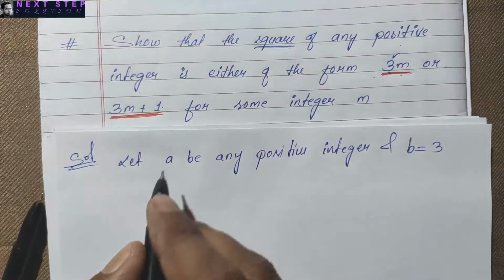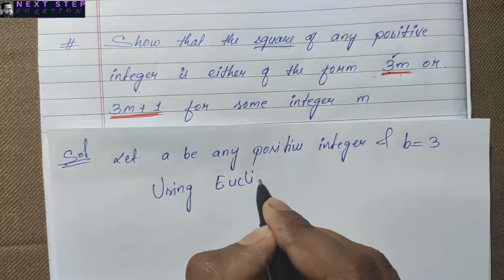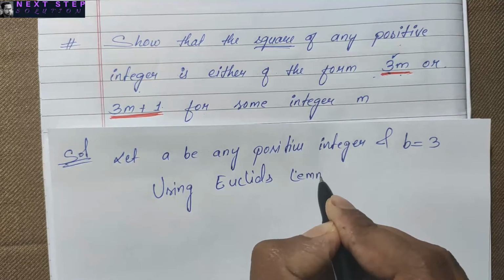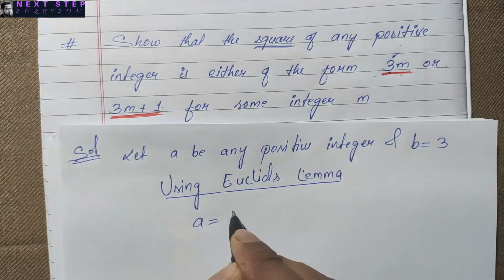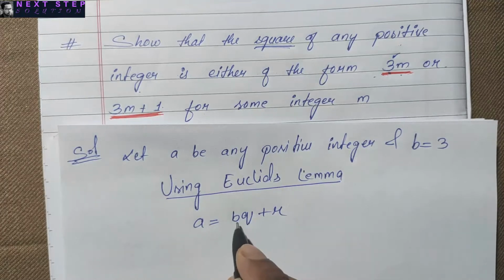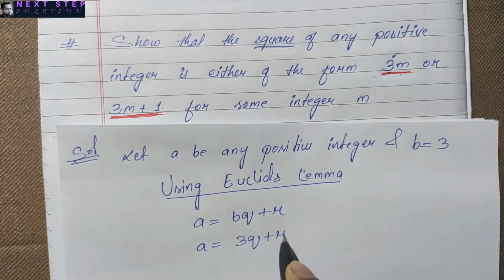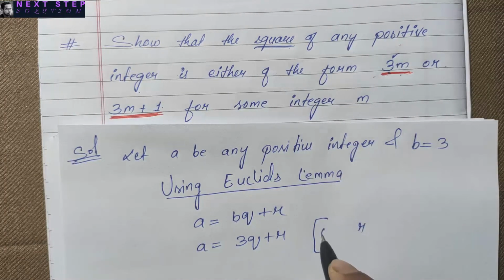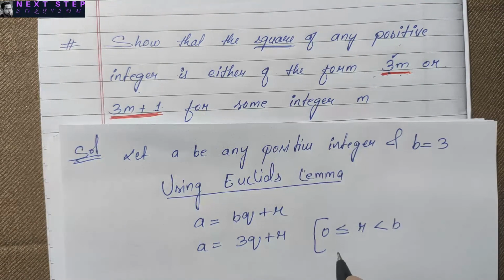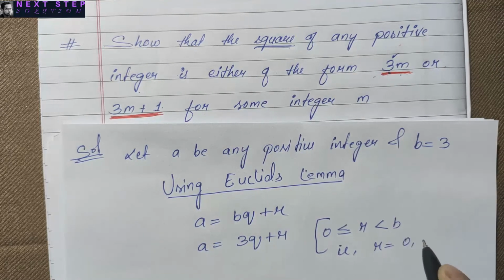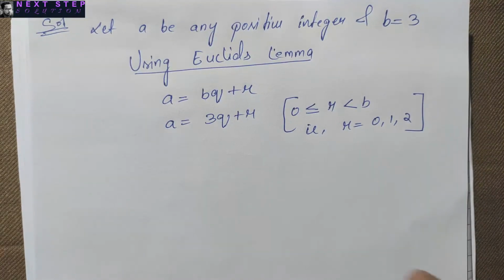Now using Euclid's lemma, we can say that a is equal to bq plus r, but here b we will replace and write it as 3, so we can say a is equal to 3q plus r, where r should be between 0 and b. It has to be smaller than b, but it can be greater than or equal to 0. That is, r equals to 0, 1, or 2. It cannot be greater than 2, because if it becomes greater than 2, it will become equal to 3, and we said it is smaller than 3, not equal to 3.